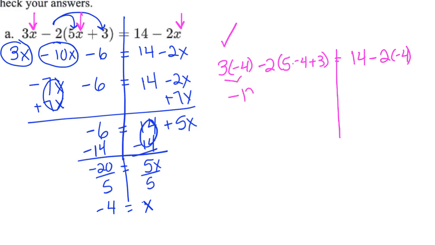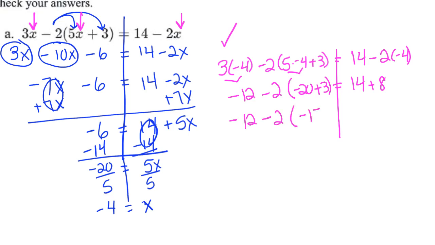This would be a negative 12. I'm not going to do anything with that right now because I need to simplify there. Negative 20 plus 3. And this is a plus 8. So, still not going to use that distributive property because that's negative 17.